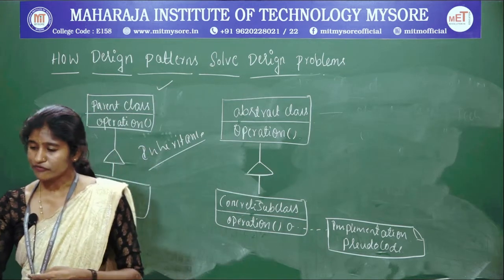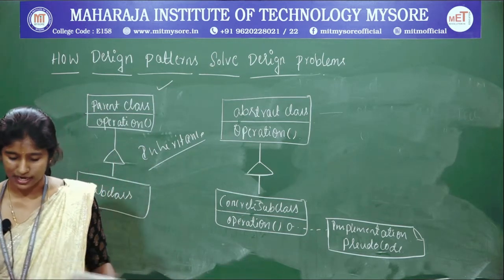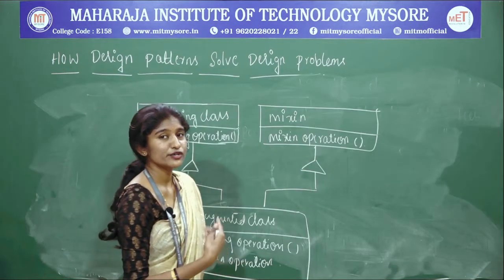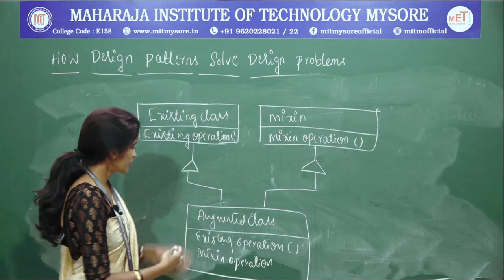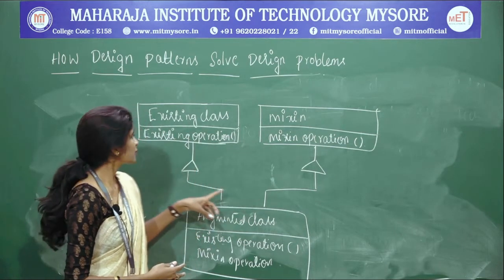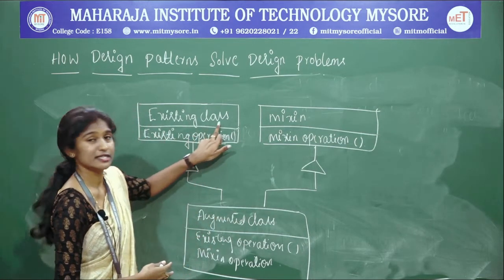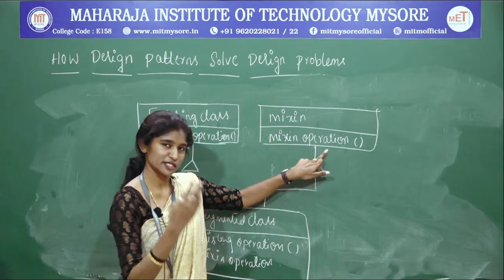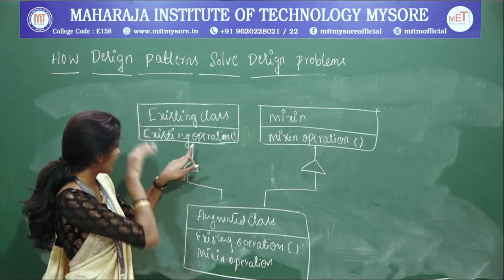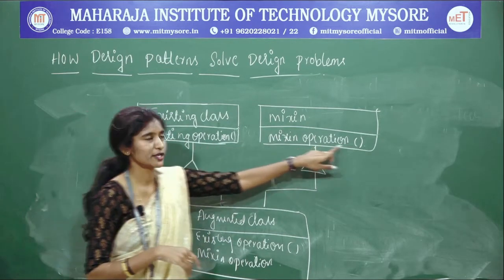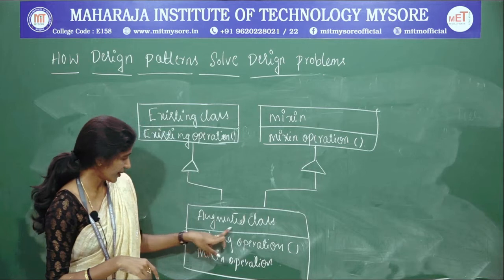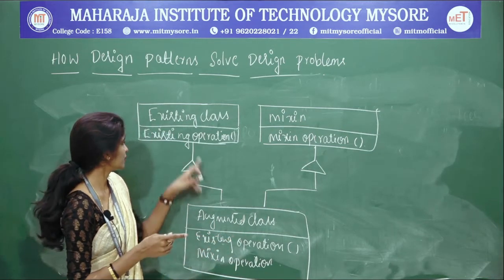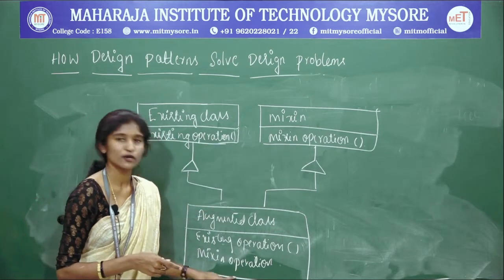Okay, so in the same way you have some more classes, in continuation to the previous diagrams, so you have one more diagram. You have an existing class and a mixing class. Within them you have the respective operations, that is existing operations and mixing operations, and then you can see you have one more class, the augmented class. Within that you have a combination of these two, the existing and the mixing operations.